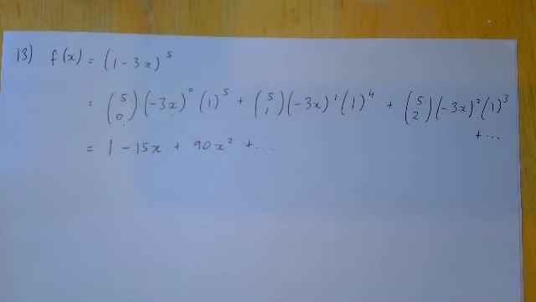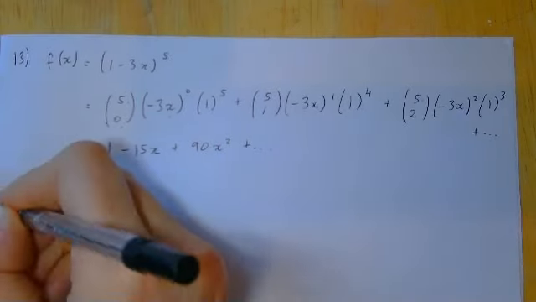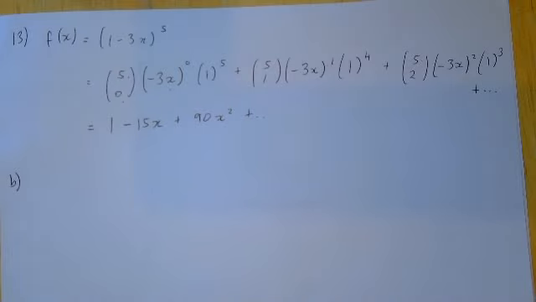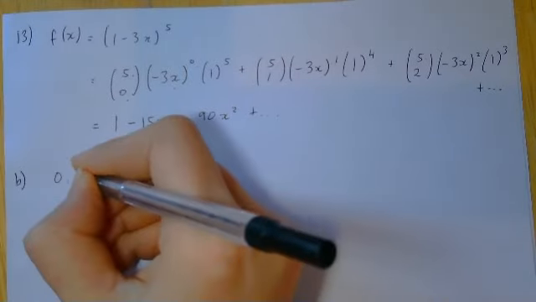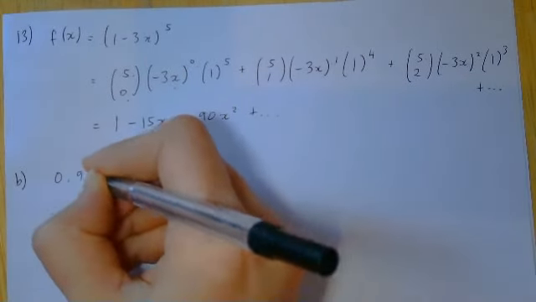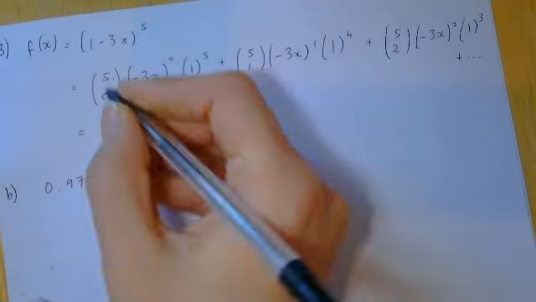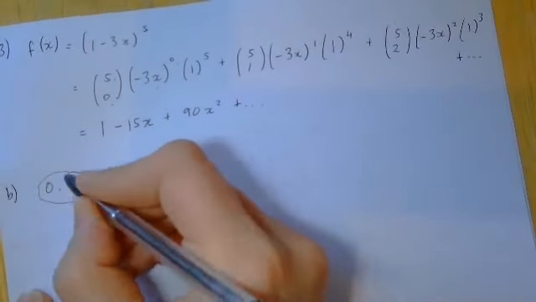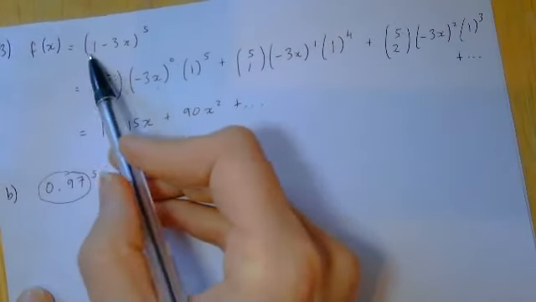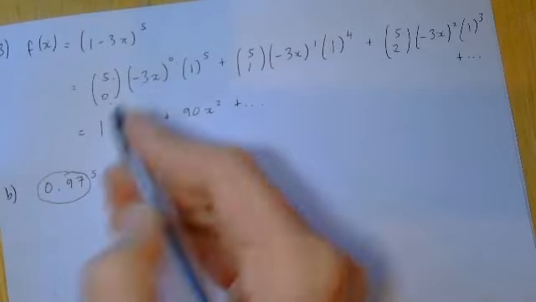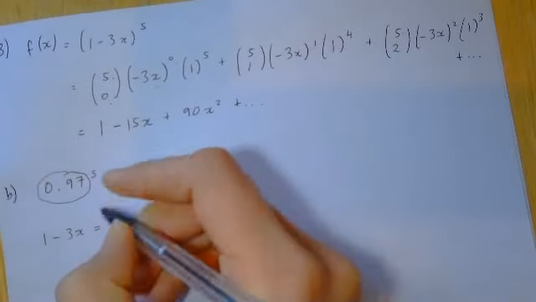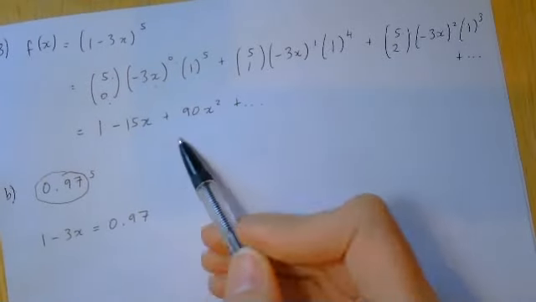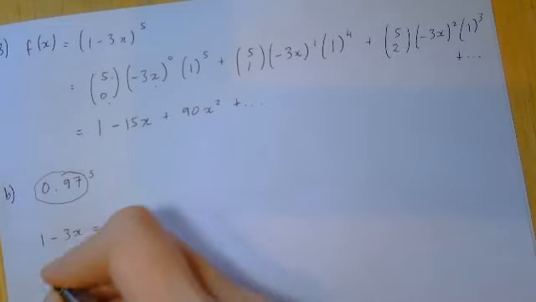Just be really careful. It said ascending powers of x, so it wanted the x powers to be going up. Right, now what does it want? An approximate value for 0.97 to the power 5. Right, look, I want this thing to the power 5. Why don't I make this thing to the power 5 equal this thing to the power 5? And that's going to tell me what value of x I should stick into my approximation.